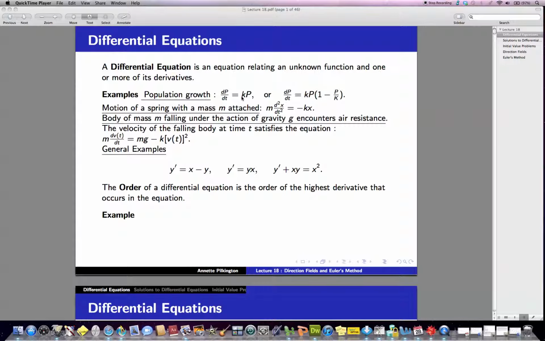Here's an example from earlier in the course where the rate of change of a function is proportional to the size of the function, and we use that to describe population growth in our section on exponential growth. A more realistic differential equation describing population growth is given on the right, and this takes into account some limiting factors in the population. We can describe the motion of a spring with a mass attached by a differential equation.